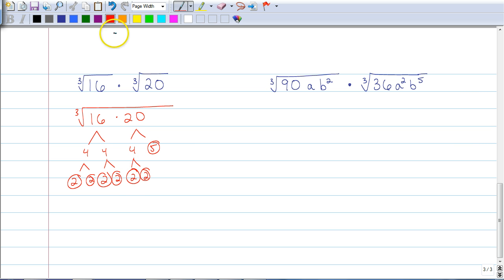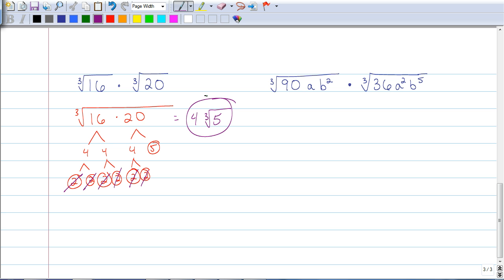So this is a cubed root. So for every 3 of the same number, I take one out. 1, 2, 3 2's there, so I get to take out a 2. Then I have 1, 2, 3 2's, so I'm going to take out another 2. 2 times 2 is 4. I'm left with a 5. That 5 stays under the radical. So it'll be 4 times the cube root of 5.